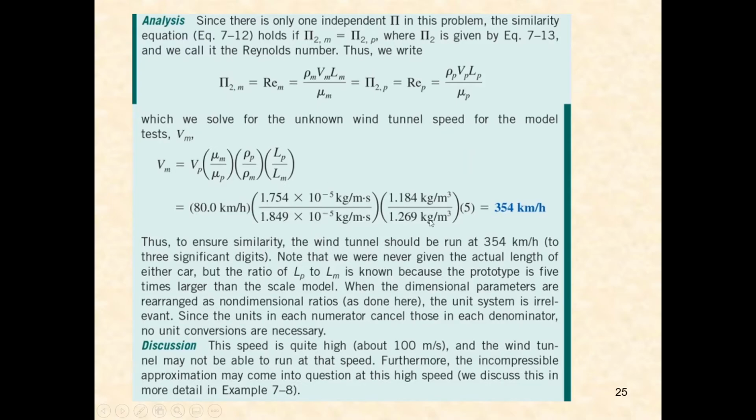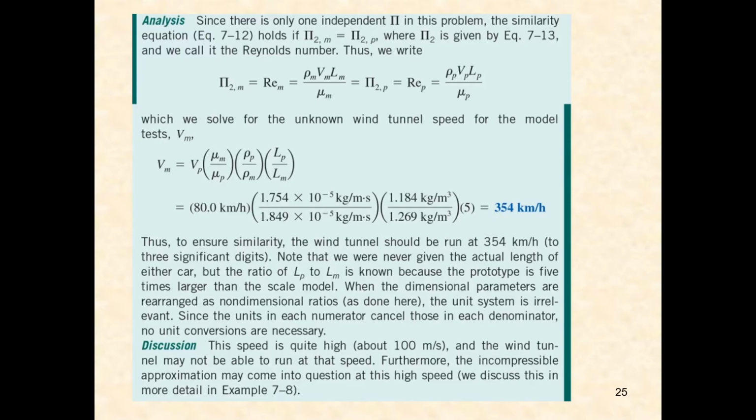So you can see that for the 1/5 scale, LP over LM here is 5. This shows that the prototype is 5 times bigger than the model. To ensure that we achieve the dynamic similarity, the velocity in the wind tunnel must reach 354 kilometers per hour.